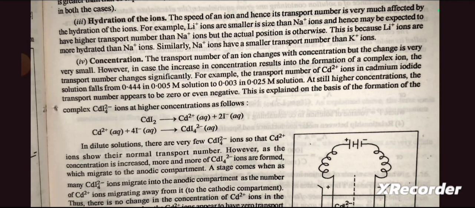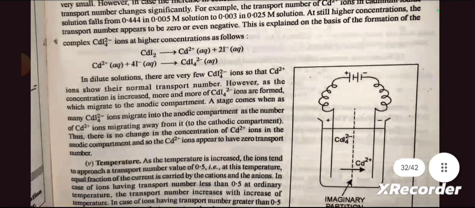Fourth, concentration. The transport number of an ion changes with concentration, but the change is very small. However, if the increase of concentration results in the formation of a complex ion, the transport number changes significantly. This is explained on the basis of the formation of the complex CdI4²⁻ at higher concentration as follows. CdI2 gives Cd²⁺ plus 2I⁻ (aq). Cd²⁺ plus 4I⁻ gives CdI4²⁻.